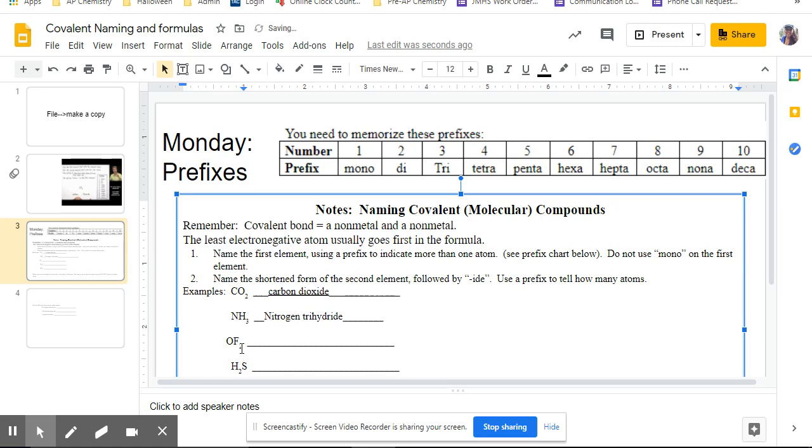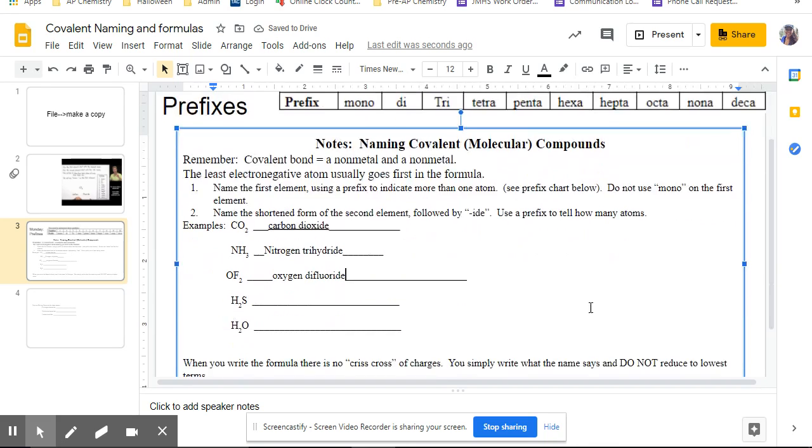Okay. Now we have 1 oxygen and we have 2 fluorines. So this is going to be one of those like the first one that we do not say mono-oxygen. That's just weird. We're going to say oxygen. And then we're going to go straight to the next thing listed. And we have 2 of something. So again, we're going to say difluoride.